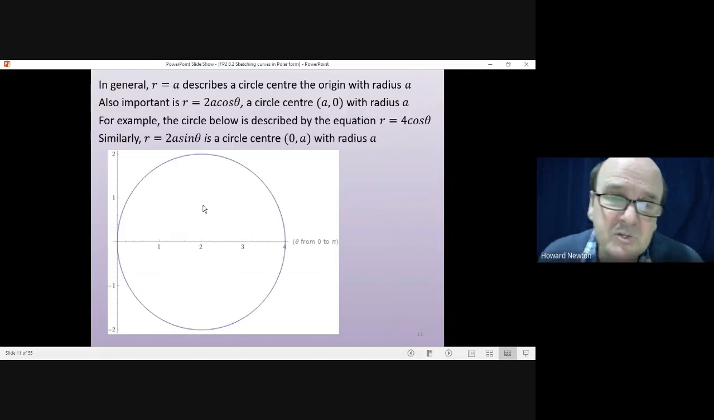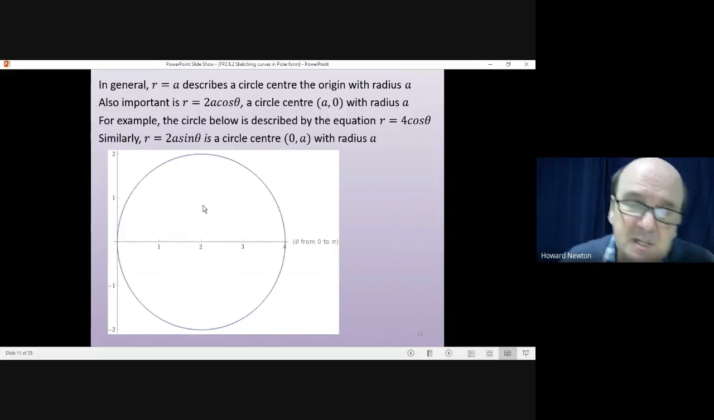And in a similar fashion, r equals 2a sine theta is also a circle with center on the y-axis at (0, a) and again with radius a.